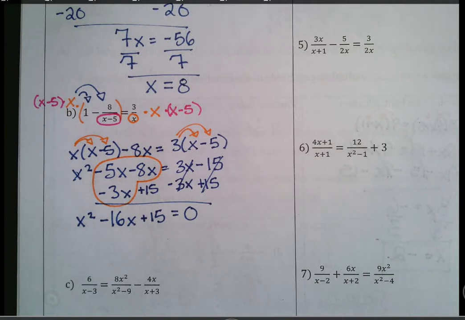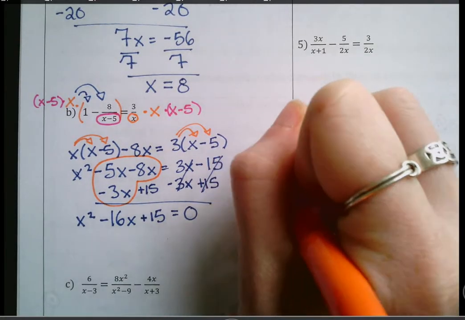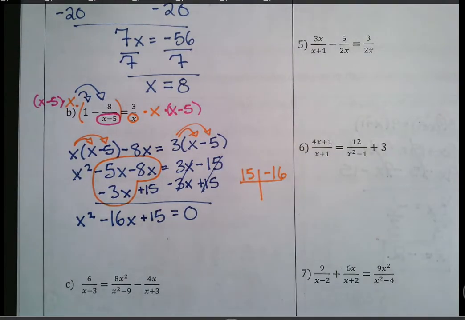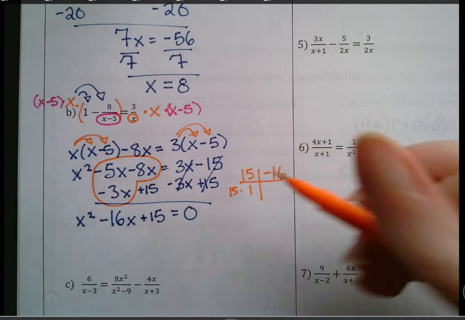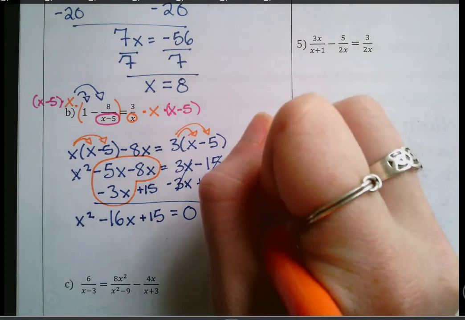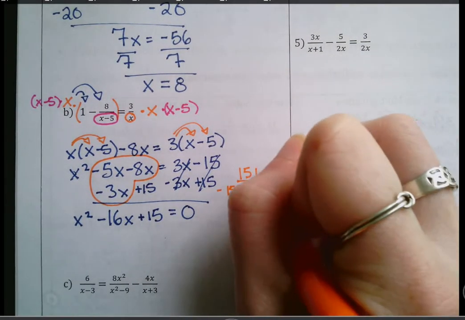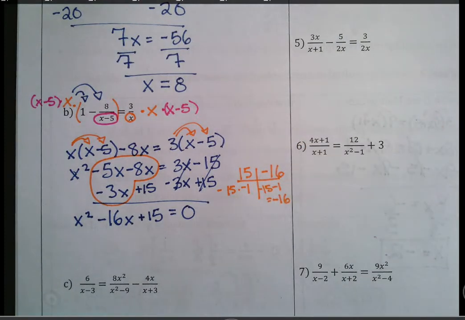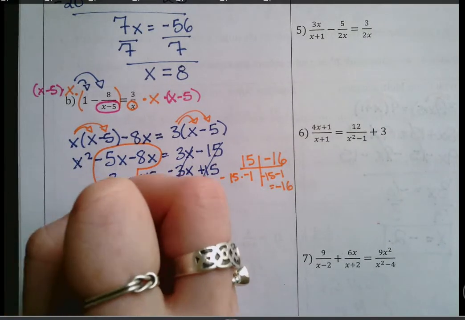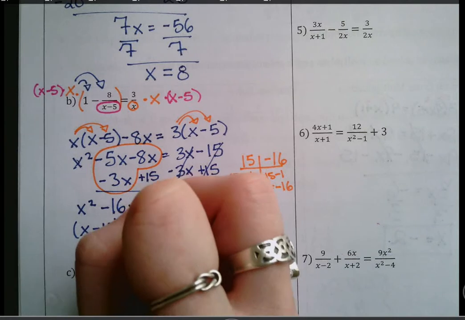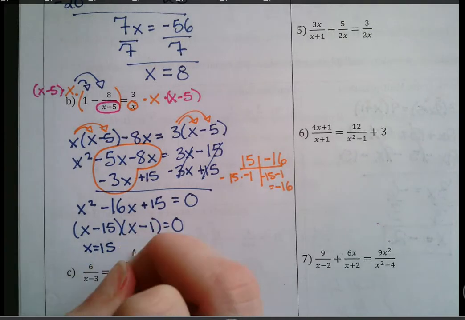So now I'm saying, okay, t-chart, what multiplies to 15 but adds to negative 16? Well, I know 15 times 1 gets me to 16, or sorry, would add to 16. But if I need it negative, these would both be negative then, because negative 15 minus 1 is the negative 16 we needed. So over here, our factors are x minus 15 times x minus 1 equals 0. So solutions: x is 15 and x equals 1.